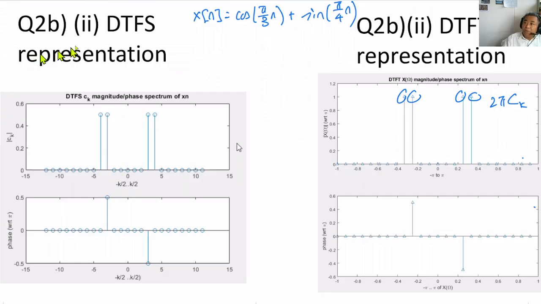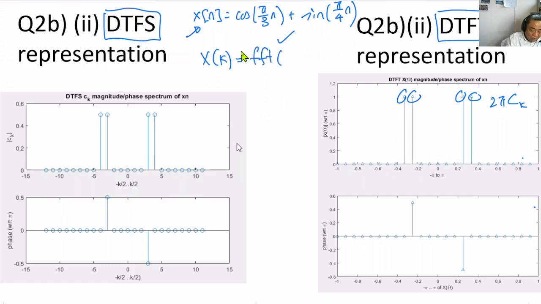This is question Q2b. We continue with plotting the DTFS and the DTFT magnitude and phase representation of this discrete time signal. We begin with x[n], and then we find X[k] as in the previous example, simply by using the FFT of xp, where xp is one period of this sequence.